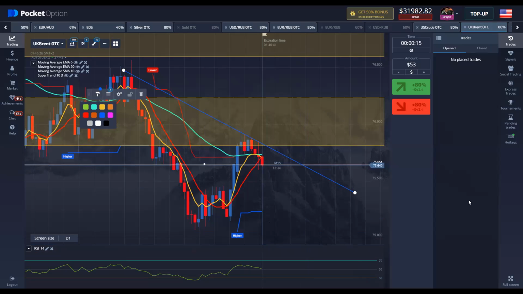Let's see, maybe we could take another shot at it, maybe. It's pulling back a little bit. I'll pause this recording and see if I can get another entry. If not, we'll end this session and do another one. Be right back. I'm going to go ahead and end this session because we wanted to trade, so we did good.